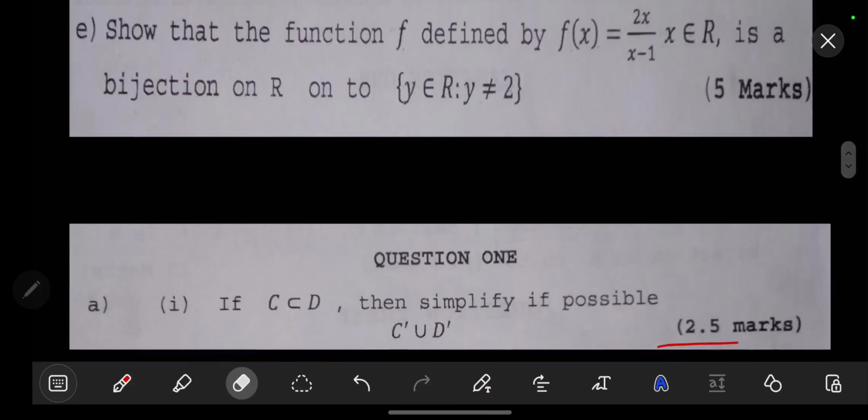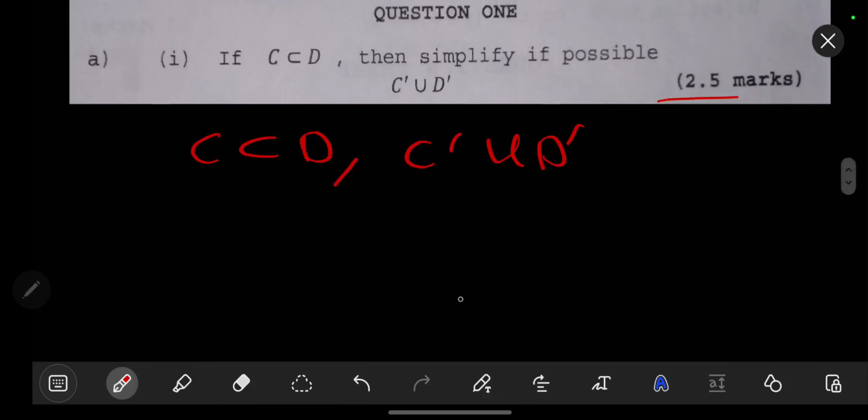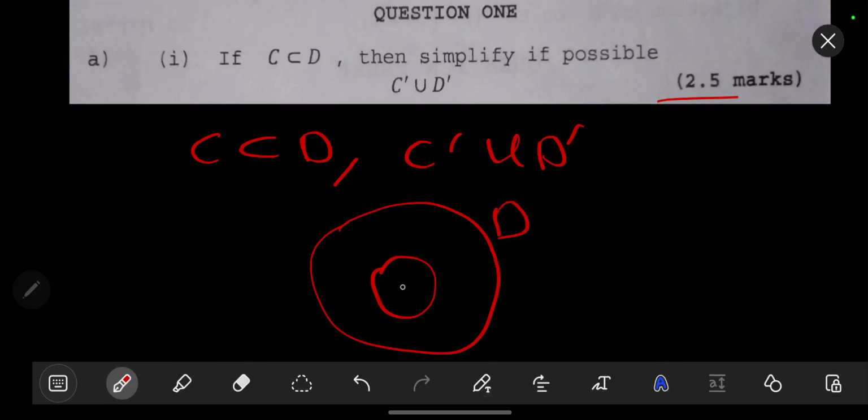So let's look at our first question. It says that if C is a subset of D, simplify if possible C complement union D complement. So here you understand what C is a subset of D means. It means to say C is found inside D. So if this is D, then we have C there.